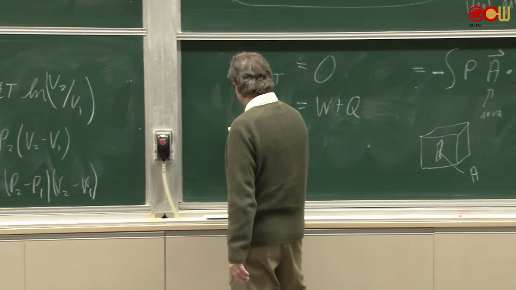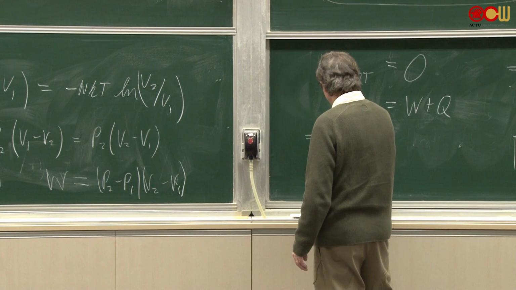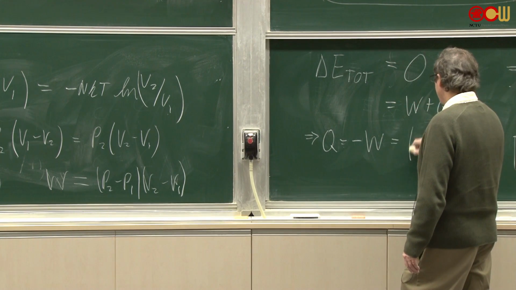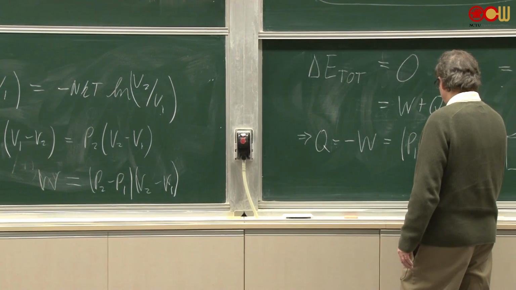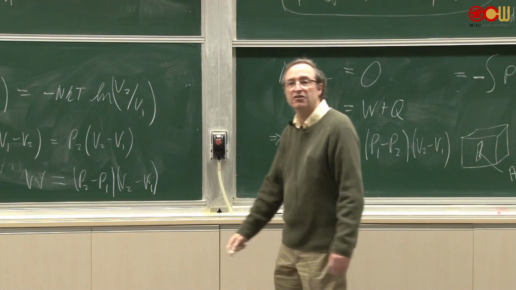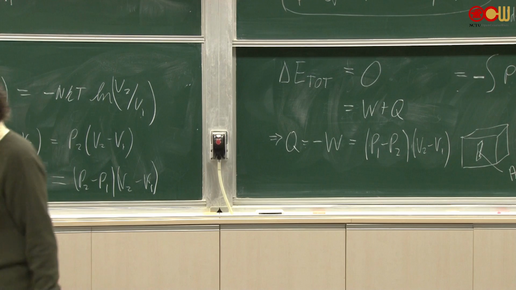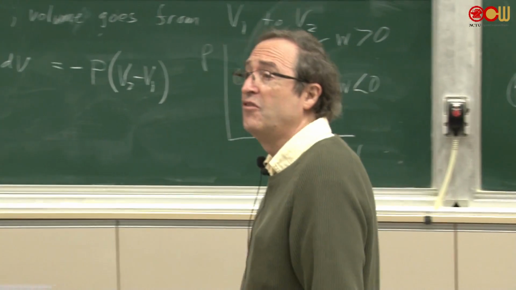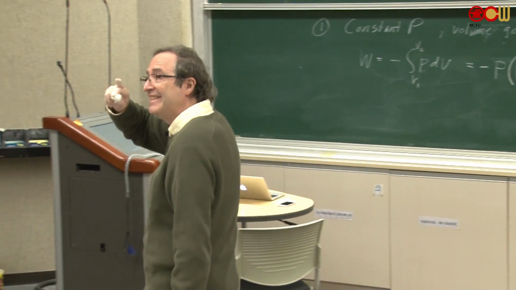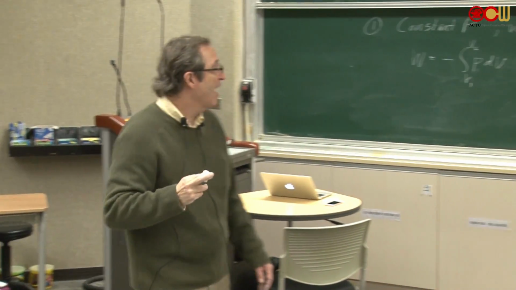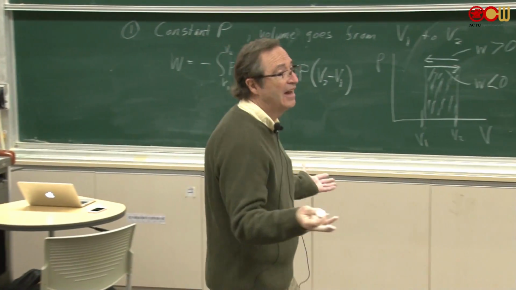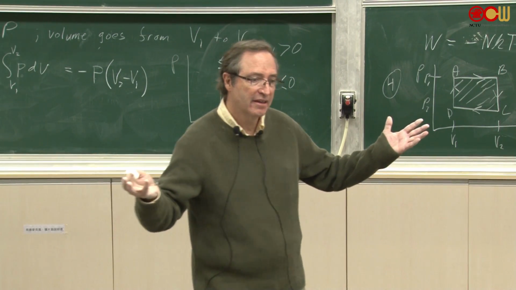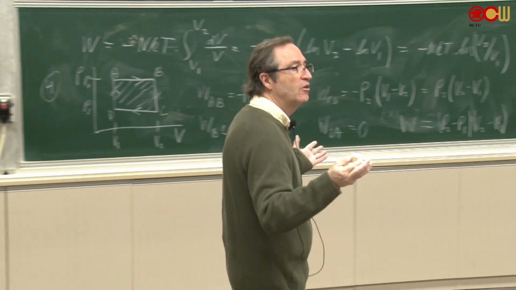W is that, so that implies Q is minus W. And so that's P1 minus P2 times V2 minus V1. So that's another way of computing Q, at least for the total system. If you wanted to know what Q was in each step, you'd have to know whether it's an ideal gas or what it was. You'd have to know something about the system, and then you can compute it.